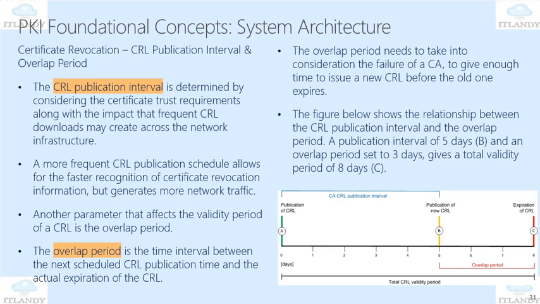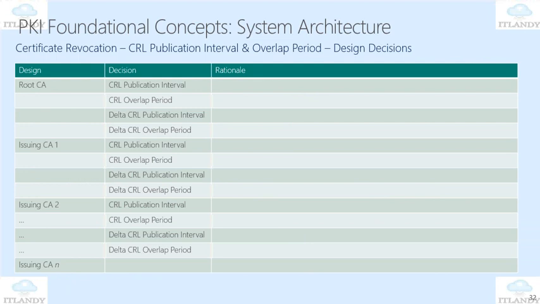Again, similar to the previous one, create a table covering the publication interval, the CRL overlap period, and then the CRL delta publication interval, and then the overlap period. These are the four pieces of information you need to decide on when it comes to the design itself.